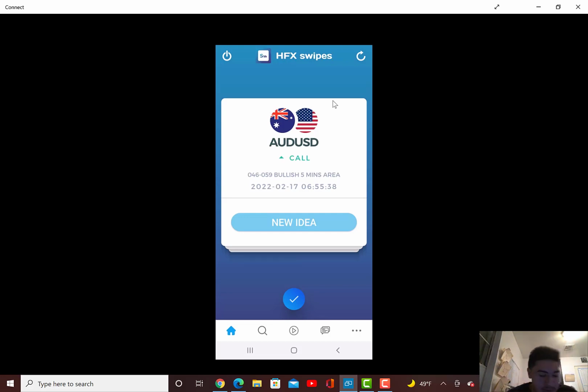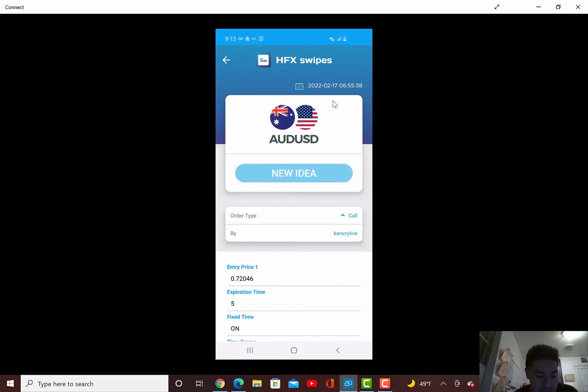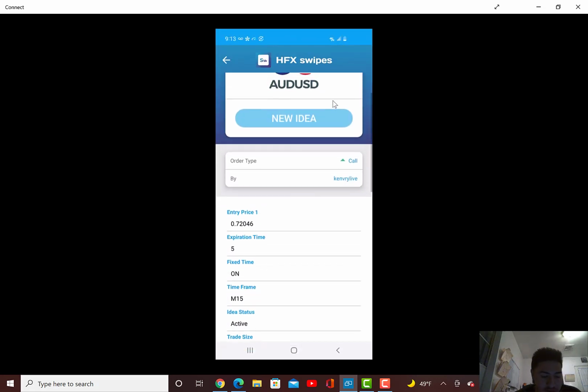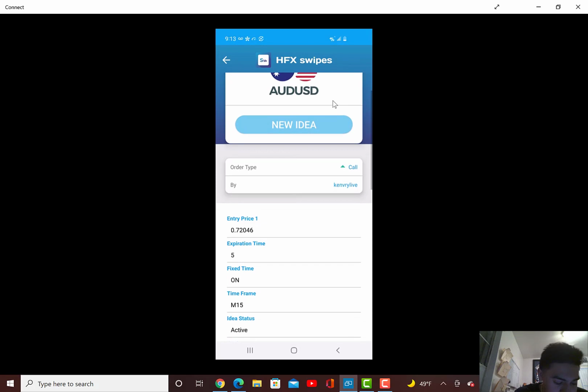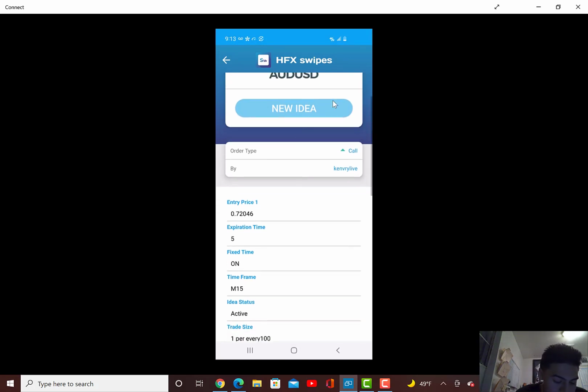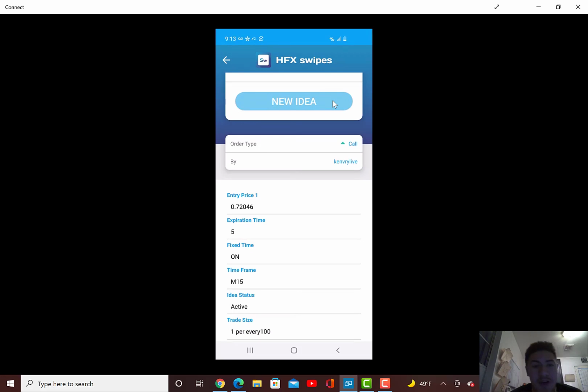But if you want, let me go ahead and show you guys how to use this and how to understand it. So when you open up the app, it's gonna look like this. Like I said, I always recommend to refresh it, so you get the newest trade idea. If you look, you can click here, and here it actually tells you everything about it. At the top, it says AUD USD, and it's giving us a call. It tells you who sent the actual idea, and then it has a price where you want to enter at.